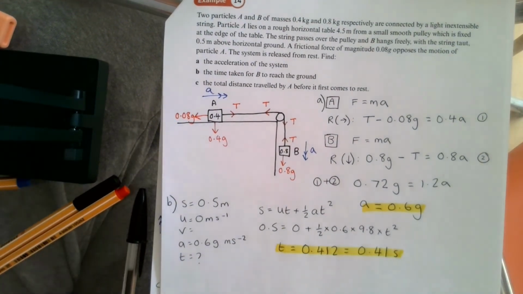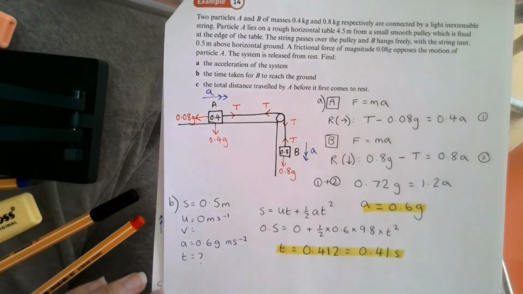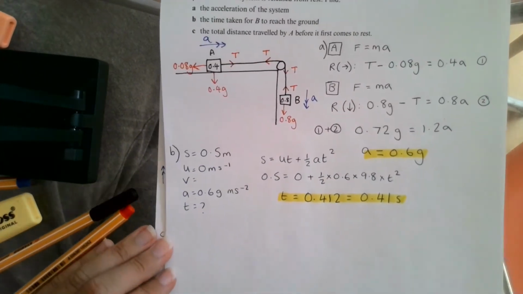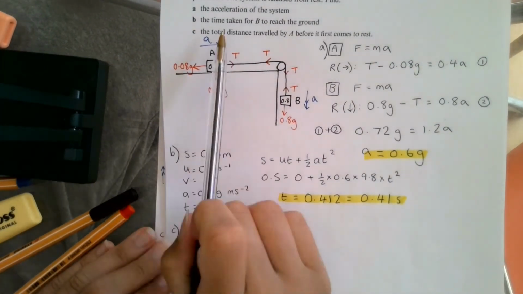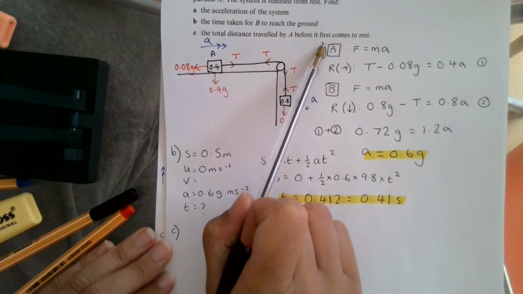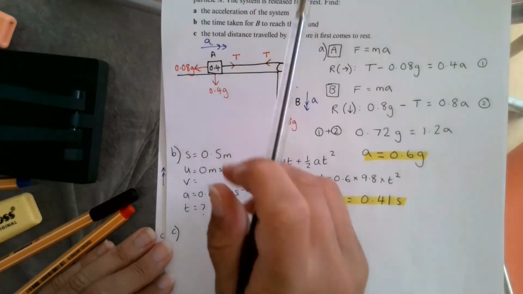So that's the time it takes for B to reach the ground. Now the hard part of this question is part C. It's finding the total distance travelled by A before it comes to rest.